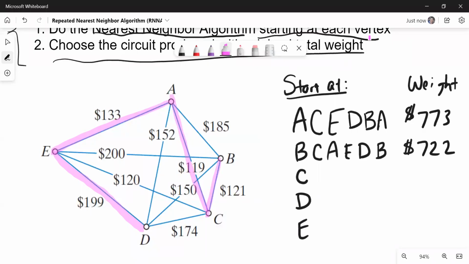Okay, so if we start at vertex B instead, you can see I've paused the video and filled it in. The route looks like this, BCAEDB, with a different weight of 722. You do have to come back on this last route there, so you have to add in that last 150. Let's take a look at the next one.